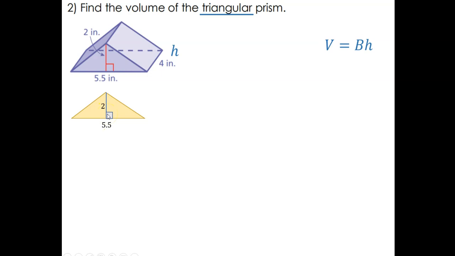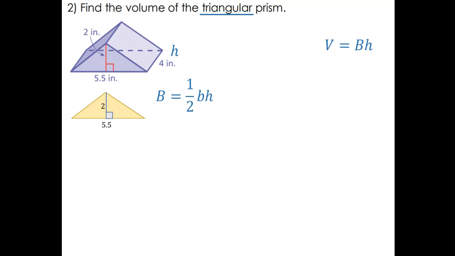And another thing I need to remind you is the base and the height are always perpendicular. Perpendicular means they create a right angle right here. So this is my base, this is my height. Why do I need the base and the height of the triangle? I need it because I'm going to find the area of that triangle. And those are the dimensions I need in my formula.